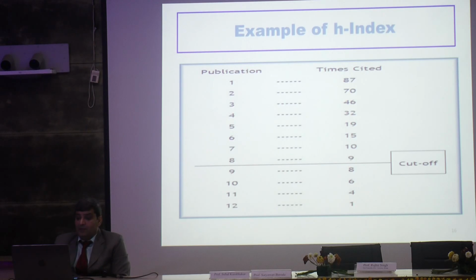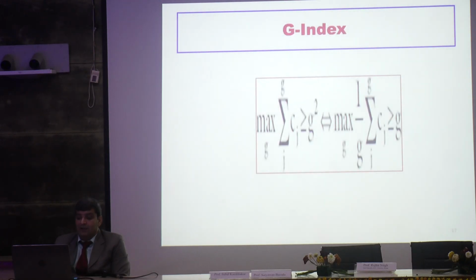So G index improves the H index by taking a sum of the citations, and it gives a similar type of interpretation. It is just a consideration of the highest citations.